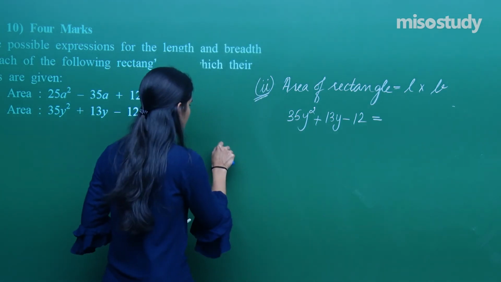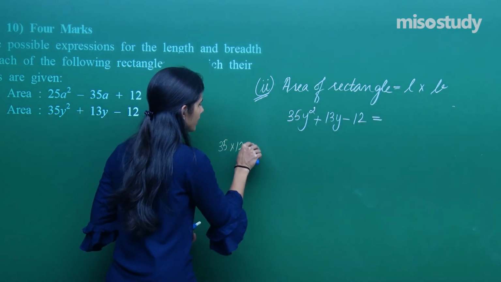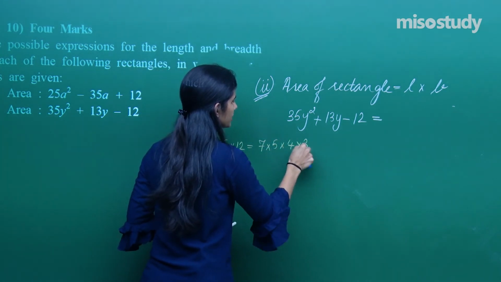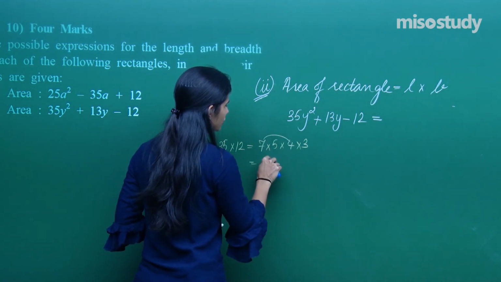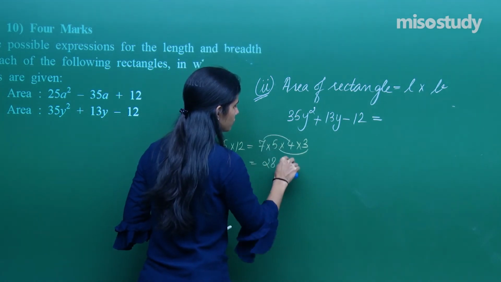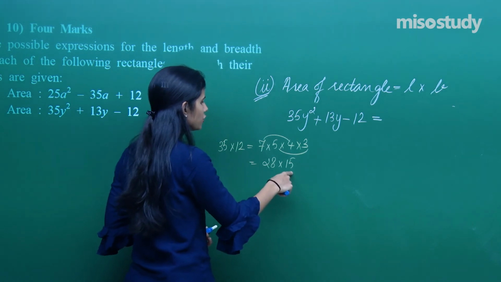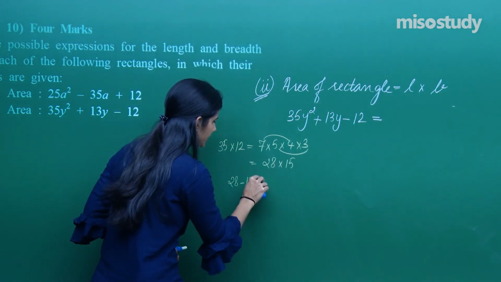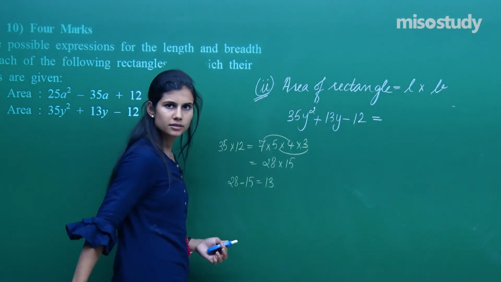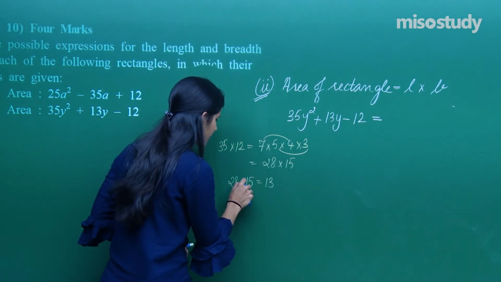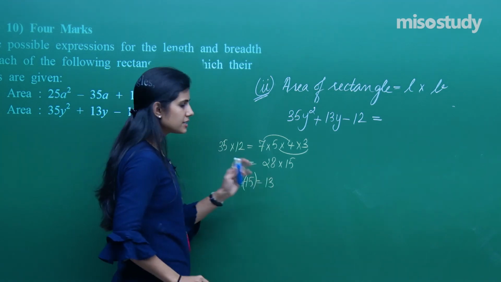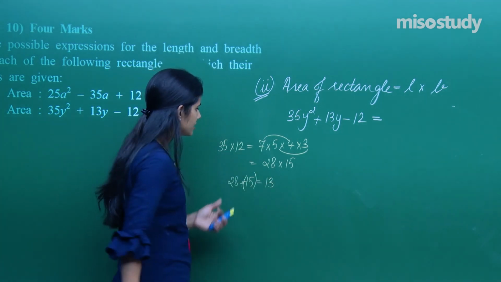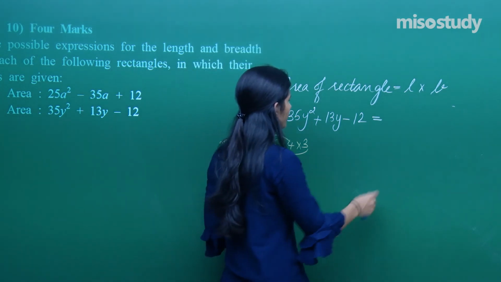Let's try to see. 35 into 12 can be written as 7 into 5 is 35 and 4 into 3 is 12, which can be written as 7 into 4 is 28 and 5 into 3 is 15. So 28 into 15 is the same as 35 into 12, and 28 minus 15 is 13, right? Or I can say 28 plus minus 15 is 13. So I have got two numbers whose sum is 13 and whose product is the same as 35 into 12. So what can I say here?